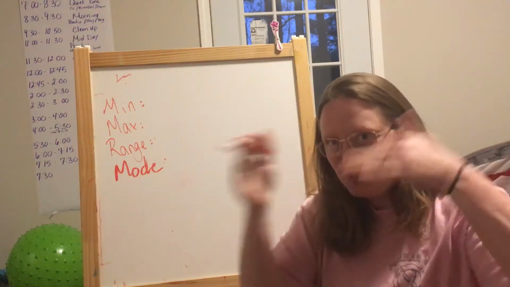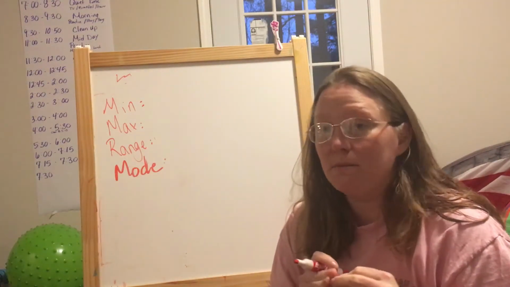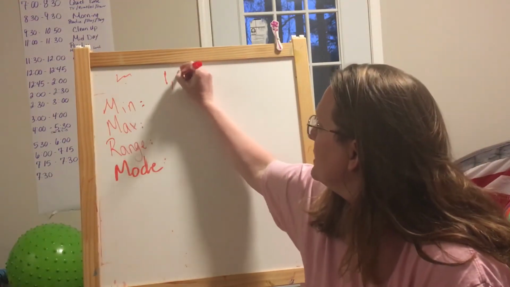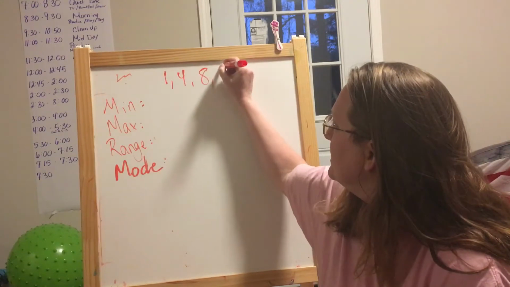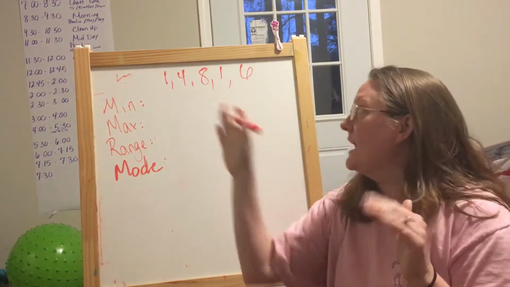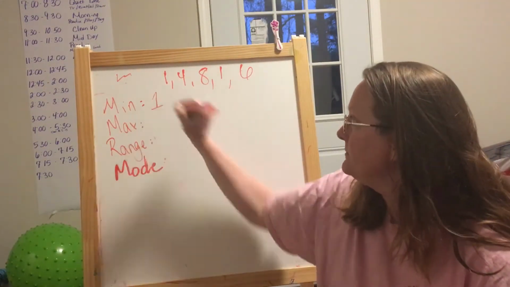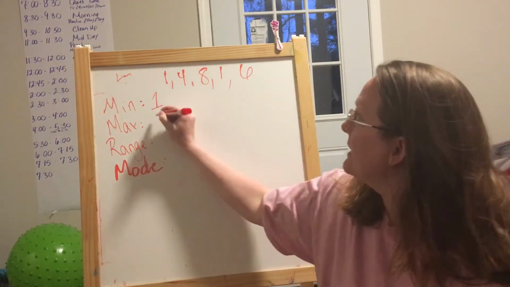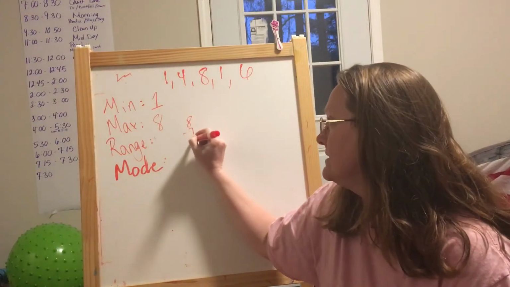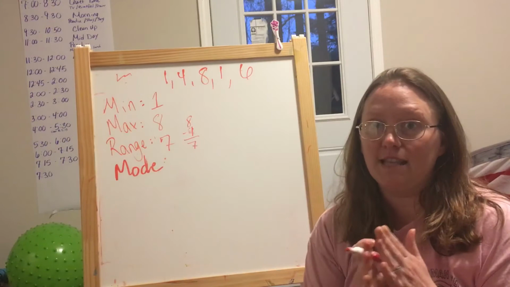So yesterday, which is technically today because I'm making this Monday night, we went over minimum, maximum, and range. We had a list of numbers, 1, 4, 8, 1, 6. We would find the minimum, which is the smallest, so that would be 1. Maximum, which is your biggest, and then range, we would subtract the two. So we do 8 minus 1 is 7. So our answer there is 7.